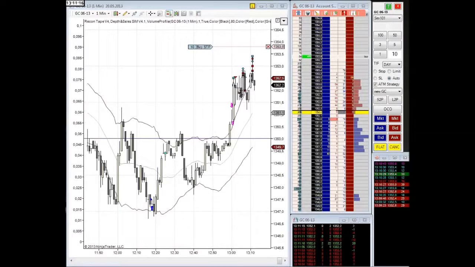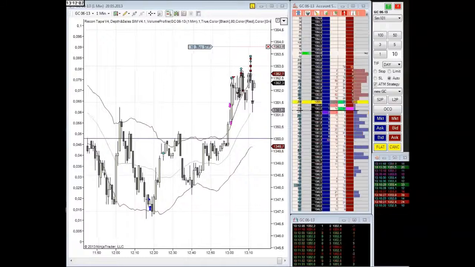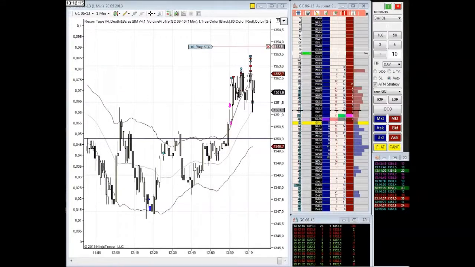But then we want to see, as we get closer and closer, more buy orders, and we want to see more imbalance. We want to see more, in this case, offers than the bids on our ladder, on our time and sales. But let's see how it will develop as we get closer to our level.